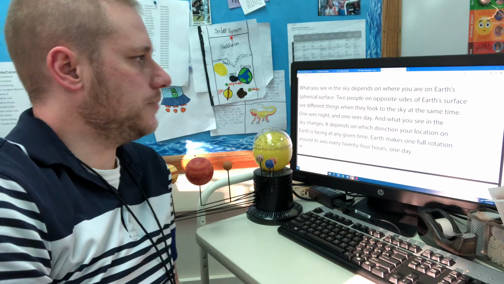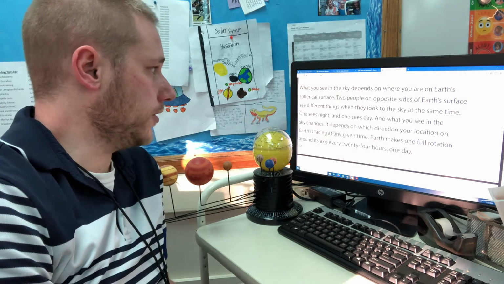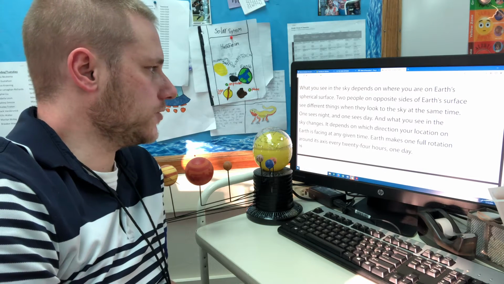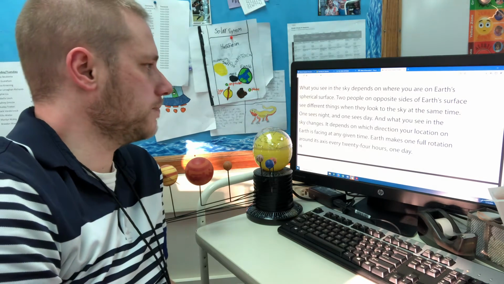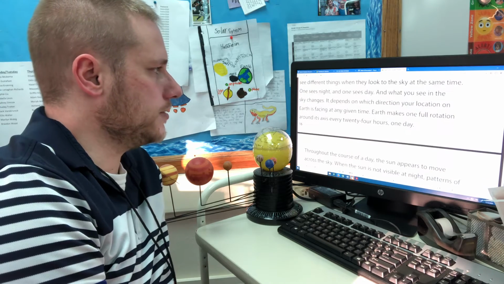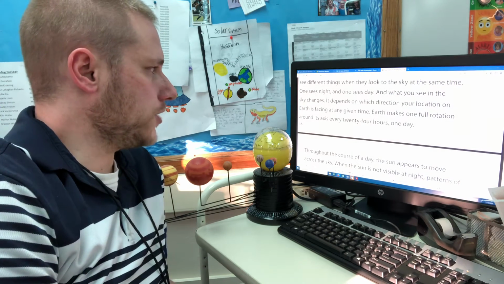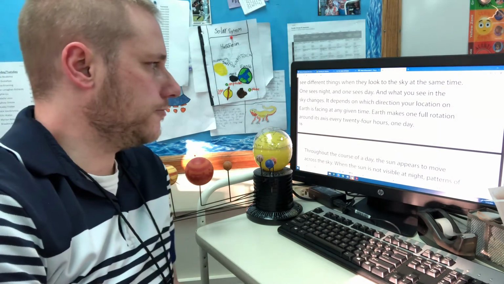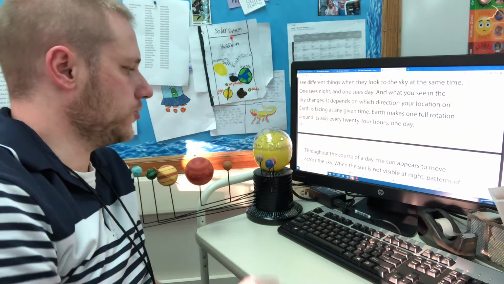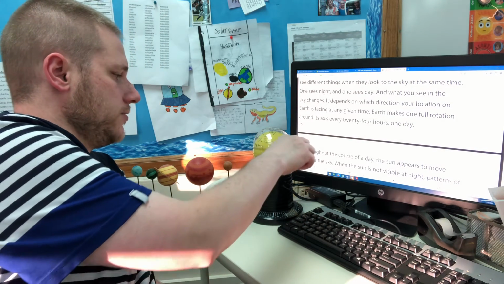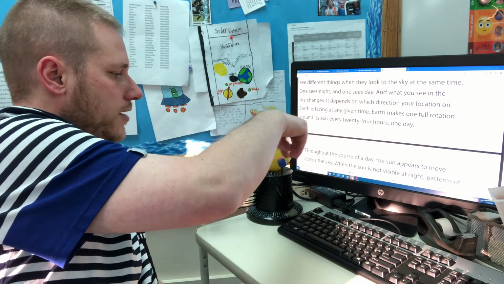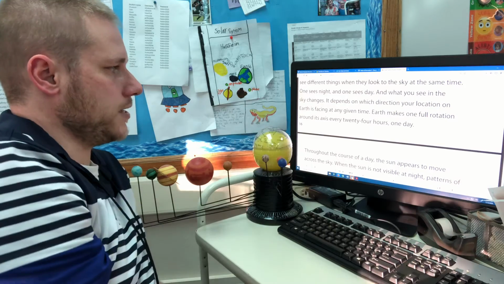What you see in the sky depends on where you are on Earth's spherical surface. Two people on opposite sides of Earth's surface see different things when they look to the sky at the same time. One sees night and one sees day. And what you see in the sky changes. It depends on which direction your location on Earth is facing at any given time. Earth makes one full rotation around its axis every 24 hours. So here's Earth, third rock from the sun, and it twists every 24 hours, which makes it one day.